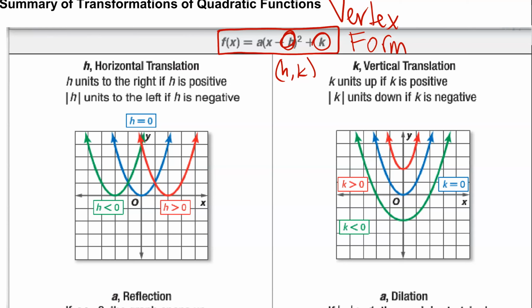If I plugged in a negative number, like -1, you have x minus a negative. Oh, that's why if it's positive inside, it's going to the left. It's always opposite of what you think.